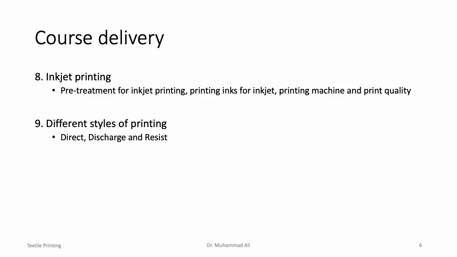We will then talk about what are known as different styles of printing, and that involves the direct and indirect printing methods. And within indirect printing methods, we will talk about discharge and resist styles of printing. Lastly, our last topic in this course will be fixation of prints. So we will talk about different fixation processes, with and without the use of steam, and different types of fixation machines.